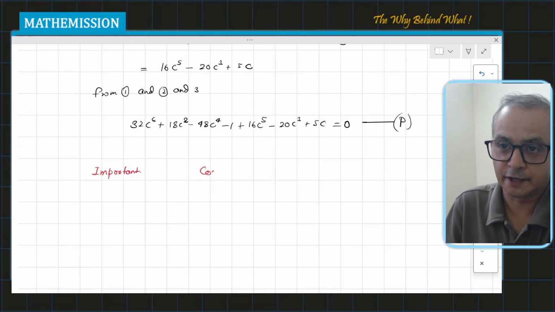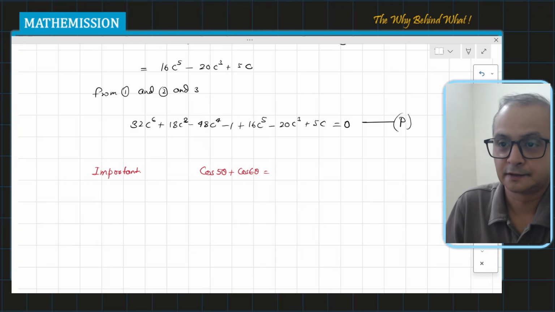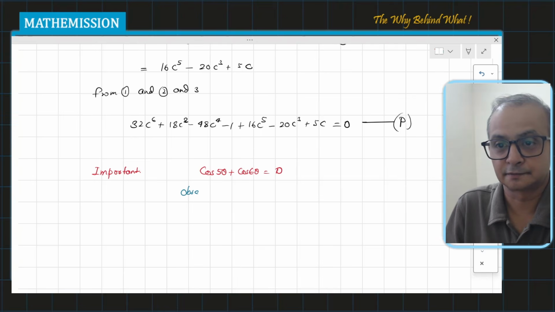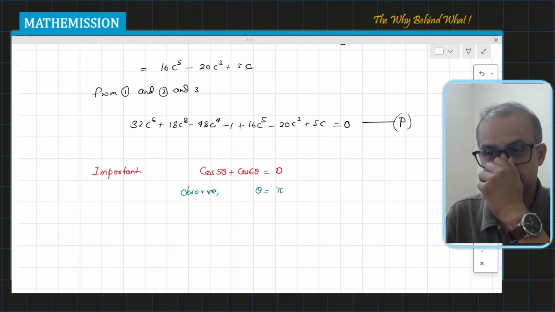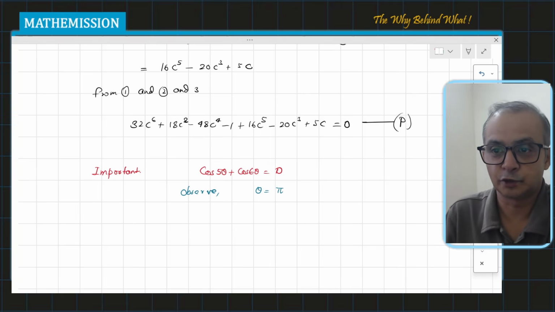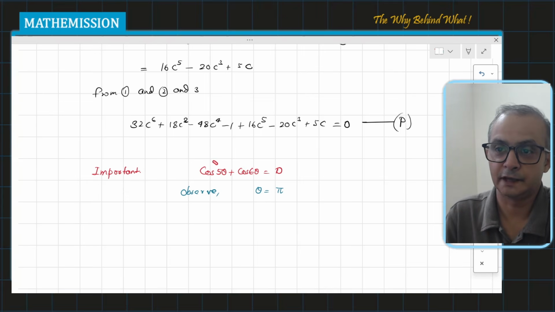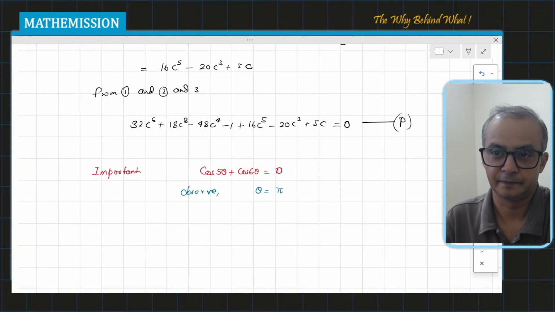When I'm looking for cosine 5 theta plus cosine 6 theta is equal to 0, observe this thing: theta is equal to pi is automatically a solution. Why? Because when you substitute theta equal to pi, cos 5 pi is cos odd pi, minus 1, and cos 6 pi is cos even pi, which is 1, so it will become 0.